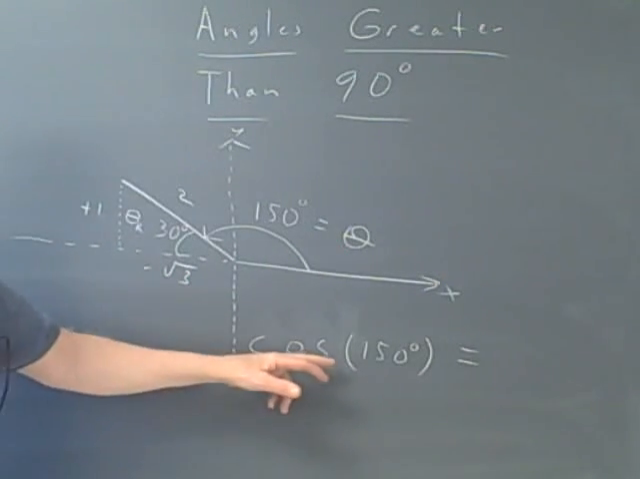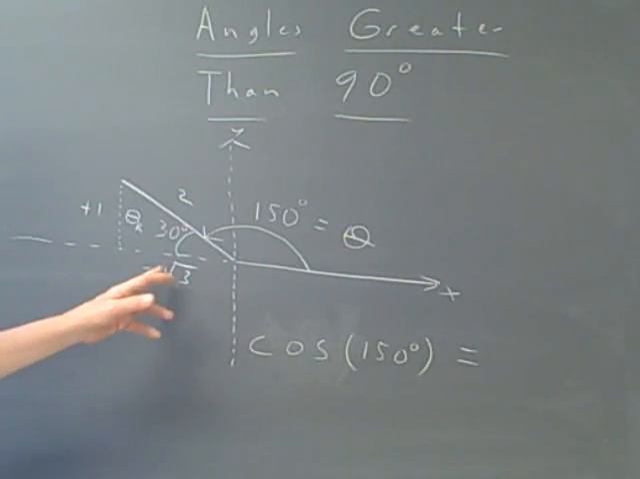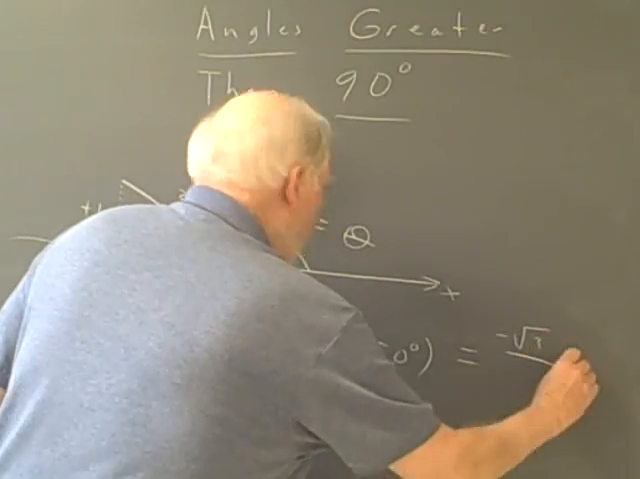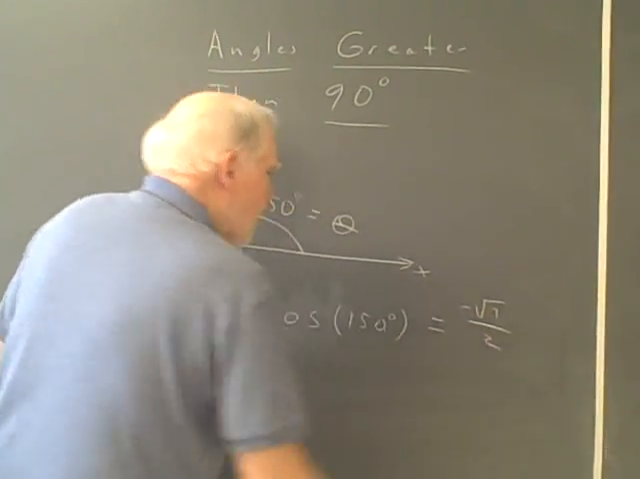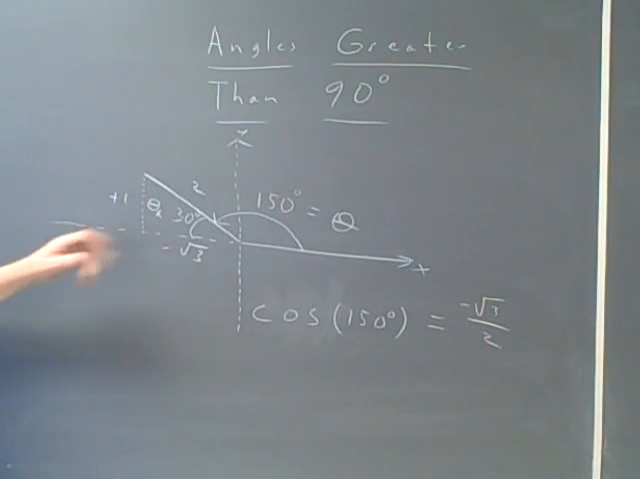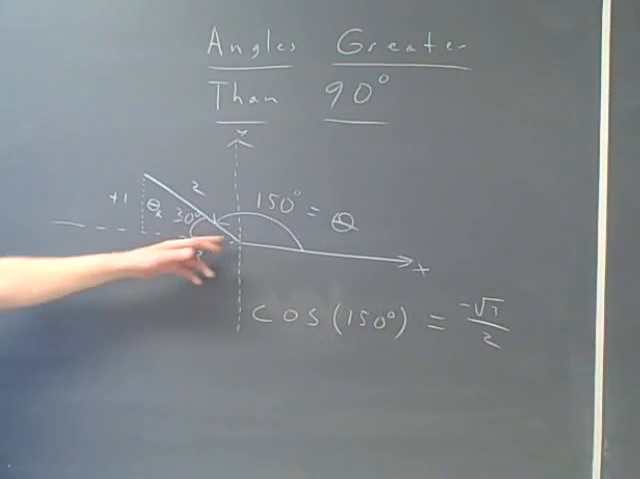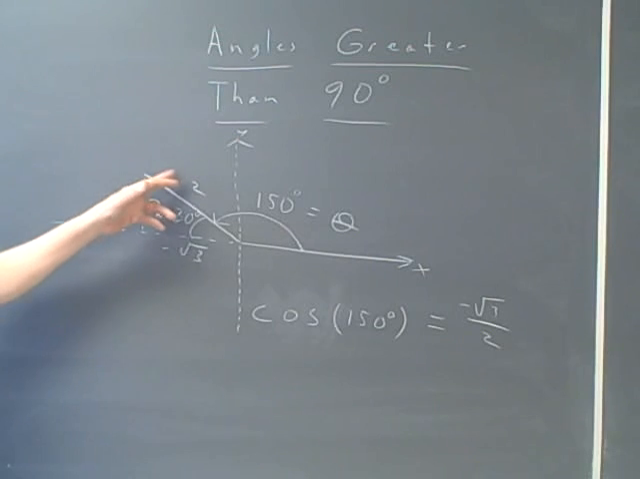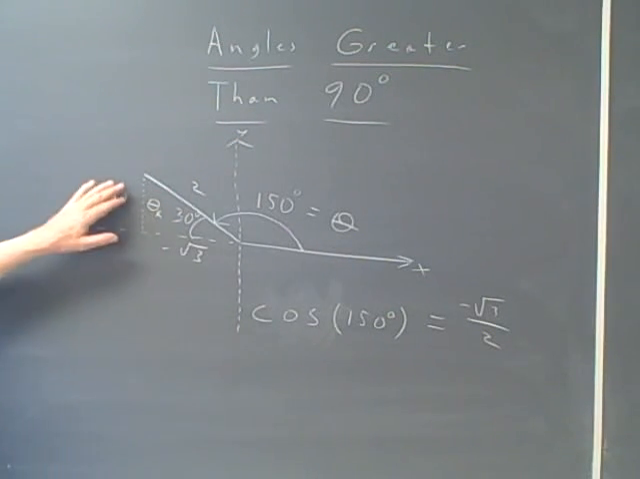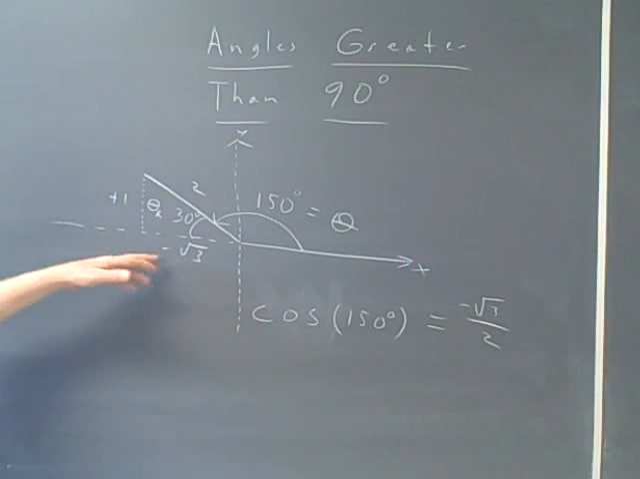Now when I want to find the cosine, I remember that it is adjacent over hypotenuse, so it's negative root 3 over 2. Notice in absolute value it's the same as the cosine of 30 degrees, but in this case it's negative. If I were going to do the sine, it would be positive 1 over 2, a positive 1/2, the same as 30 degrees. And you can figure out the rest of them from these.